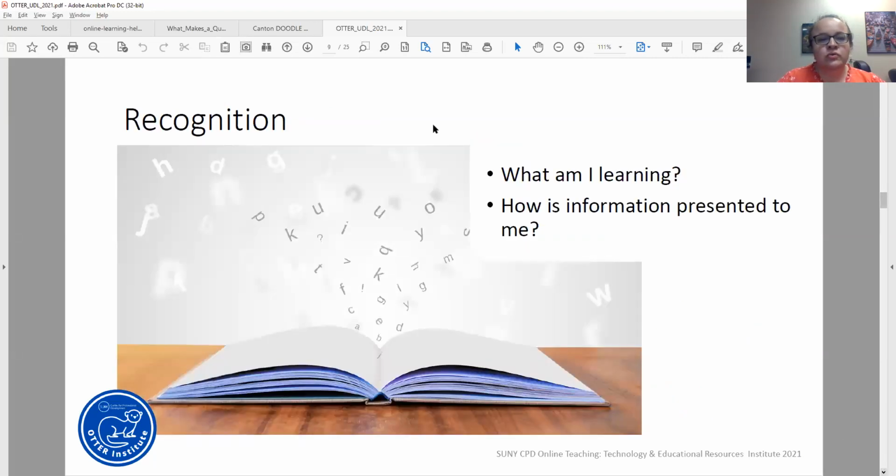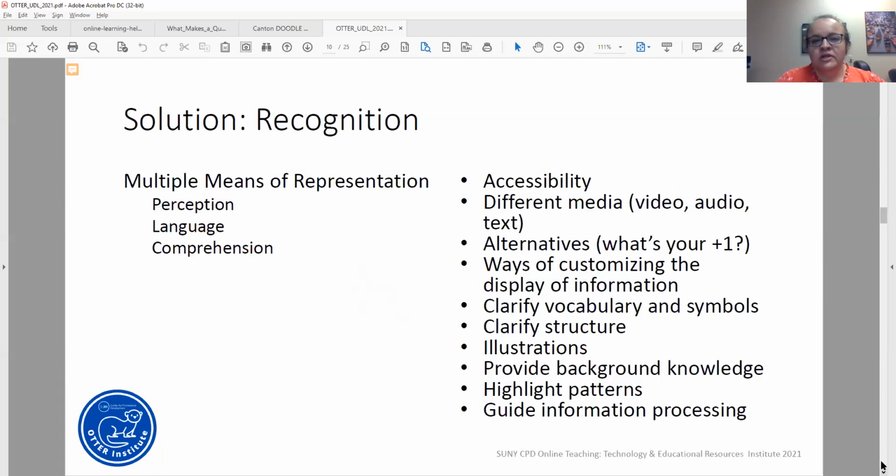Let's move on to recognition brain networks. Those brain networks are answering the question, what am I learning and how is that information presented to me? So let's move on into how we are actually going to do this. And here we are talking about how students physically perceive information. So this is where our accessibility comes in. This is the part where UDL and accessibility kind of interact. So how physically am I perceiving the information?